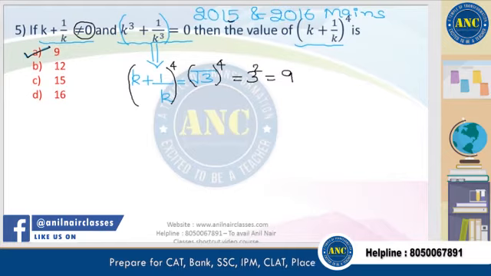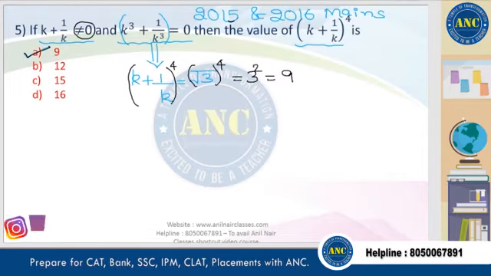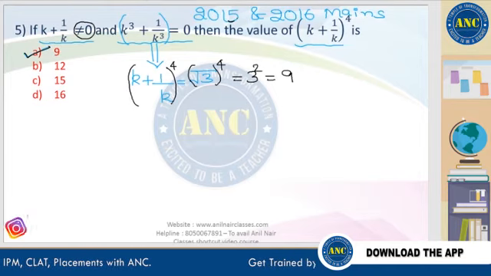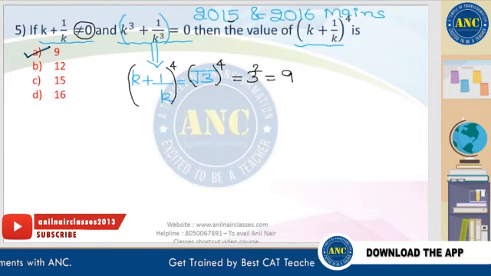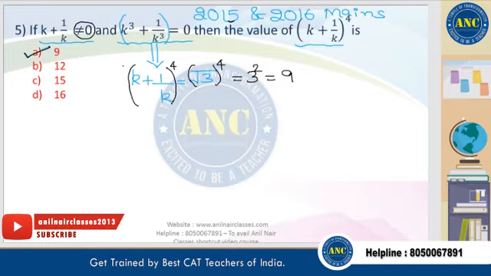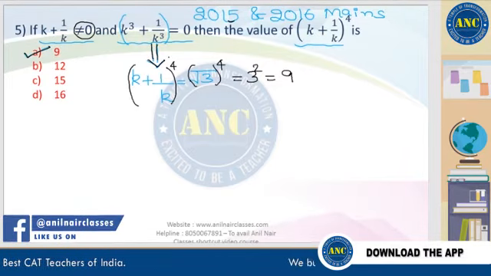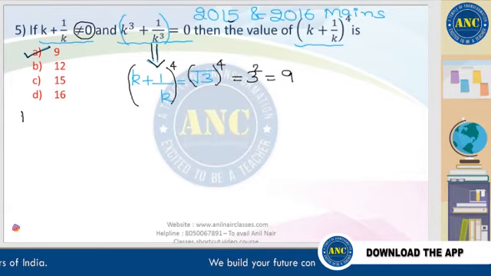Trust me, your examination questions of this particular format will be damn easy. And you saw it. This is your 2015 and 16 mains examination original question. Now, you might think that, sir, if I don't realize that k cube plus 1 by k cube is 0, k plus 1 by k should be √3, what else can I use?